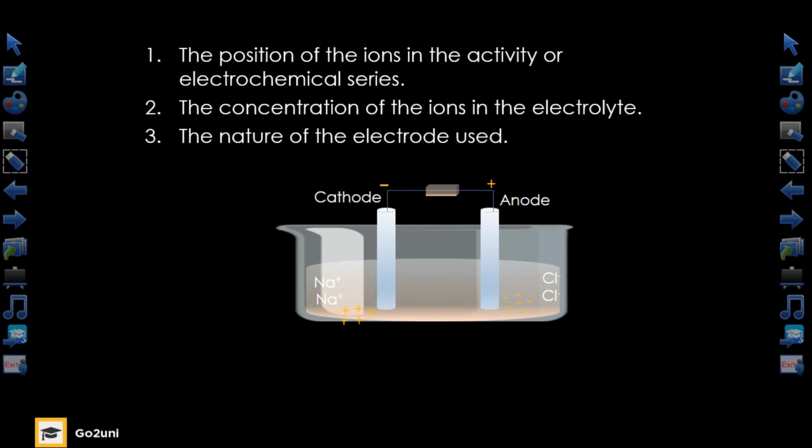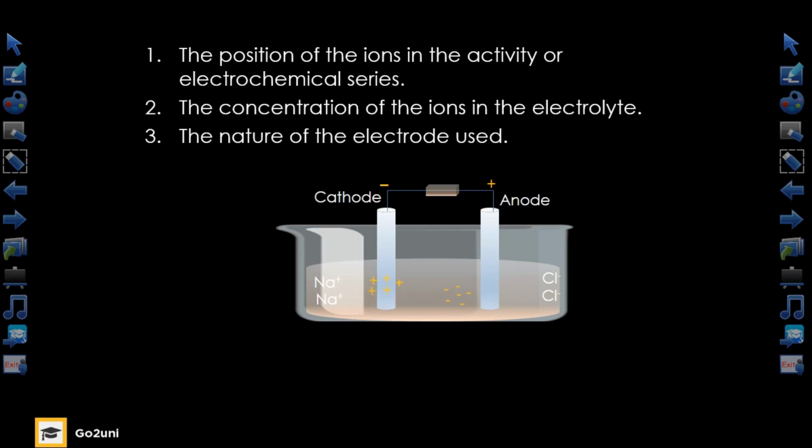The same also applies to concentration, the second condition. If between ion A and ion B, ion A should be discharged, but the concentration of ion B is more than ion A, then ion B will be discharged.